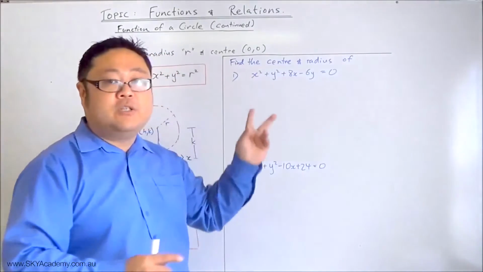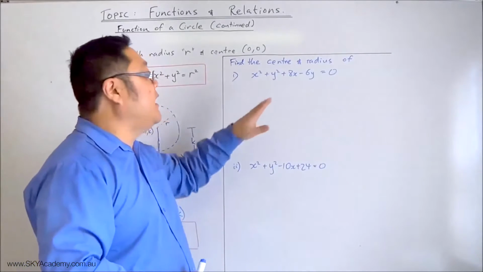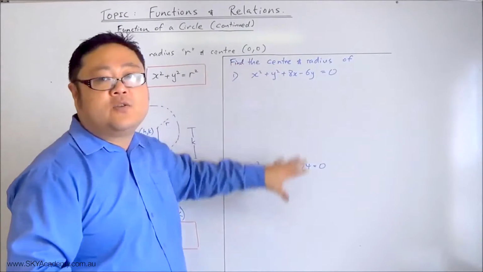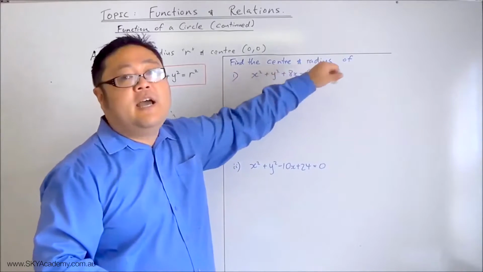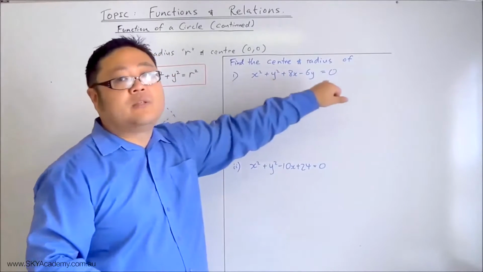We'll look at two specific examples, and this is the sort of typical question that you might be asked. You might be asked to find the center and the radius of an equation that looks like this.